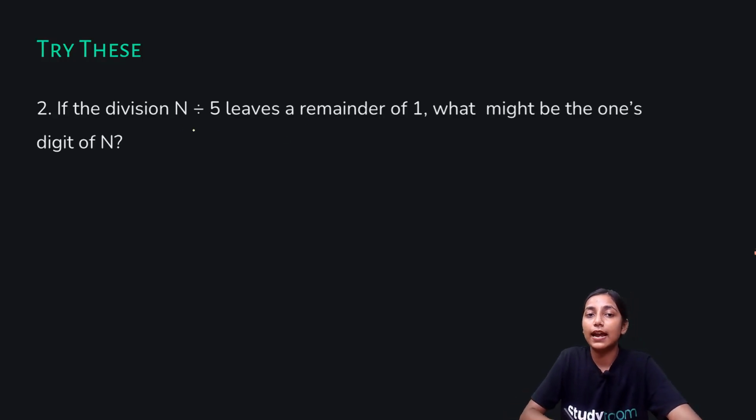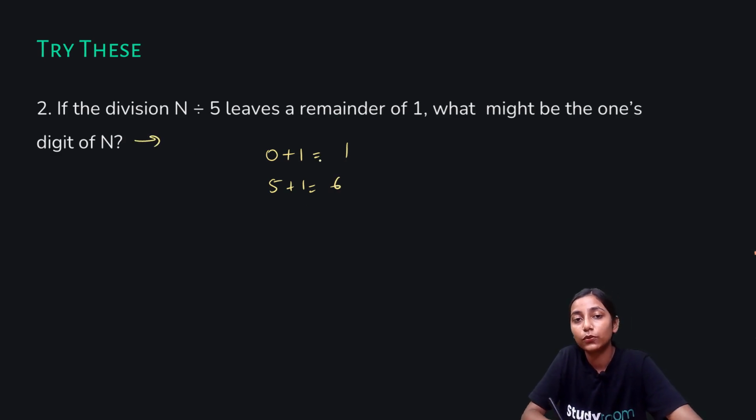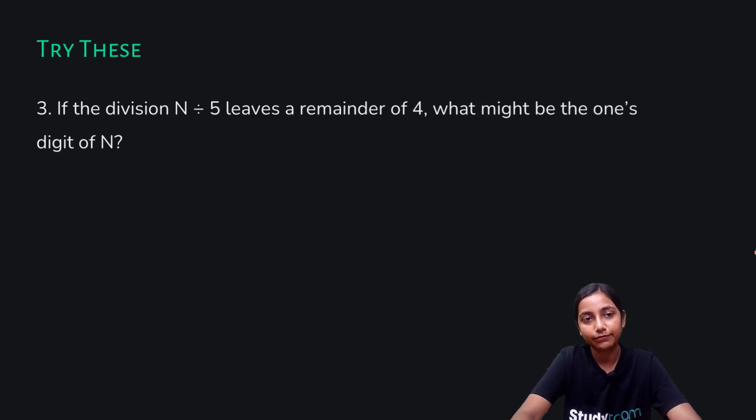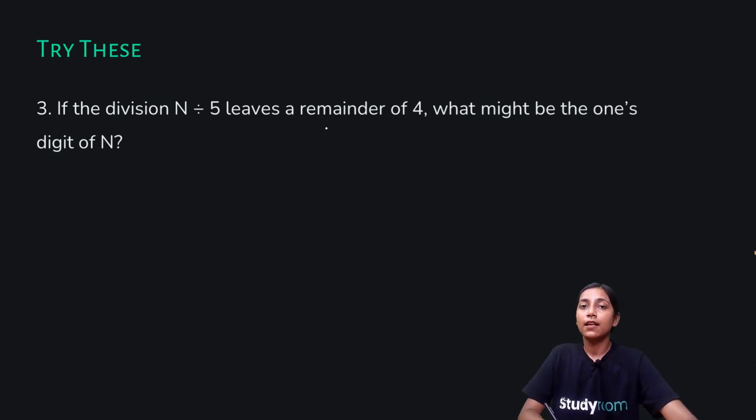Next we have n divided by 5 leaves a remainder of 1. Now what might be the ones digit of n? Similarly, you add 1 to 0 and you get 1, and add 1 to 5 and you get 6. I'm not going to give the explanation again, it's just like the previous one. Now the remainder is 1 instead of 3, so you're adding 1 to 0 and 1 to 5. The ones digit will be either 1 or 6. This third part is just the same, just like the previous two examples.